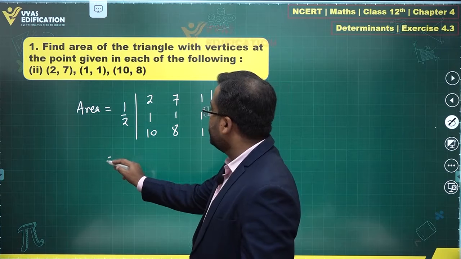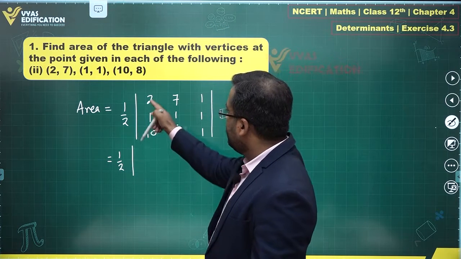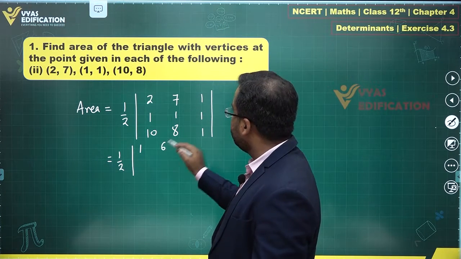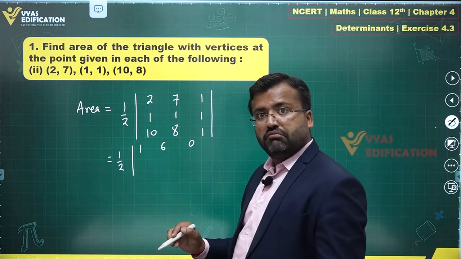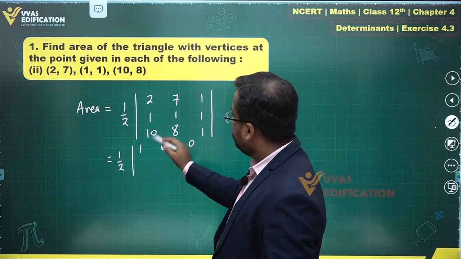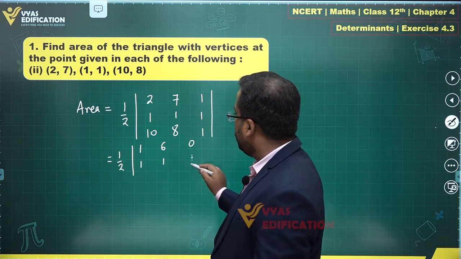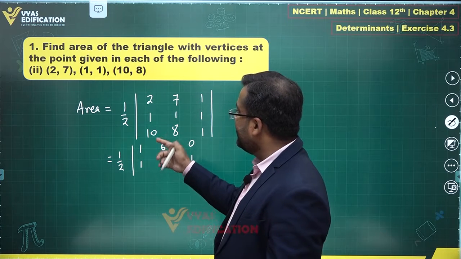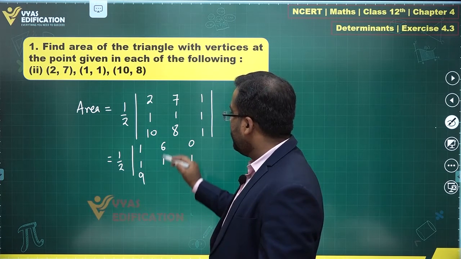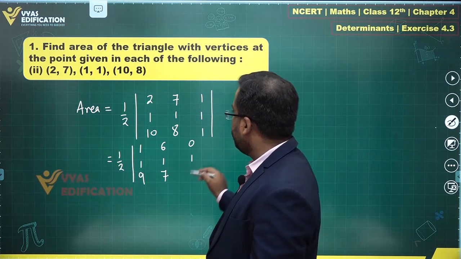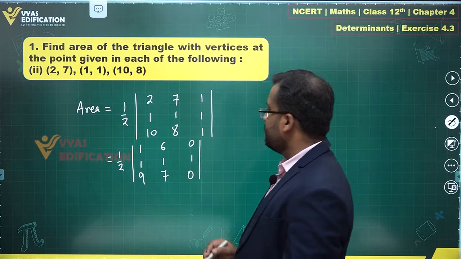Yes. Let's try to convert them into zeros. 1 by 2 is okay. 2 minus 1 is 1. 7 minus 1 is 6. And 1 minus 1 is 0 over here. Okay. 10 minus 1, 1 and 1, let it remain as it is. 10 minus 1 is 9, 8 minus 1 is 7, and you have 1 minus 1 as 0. This is what we have.